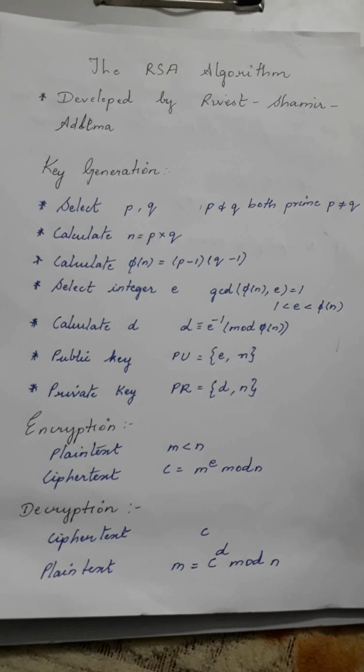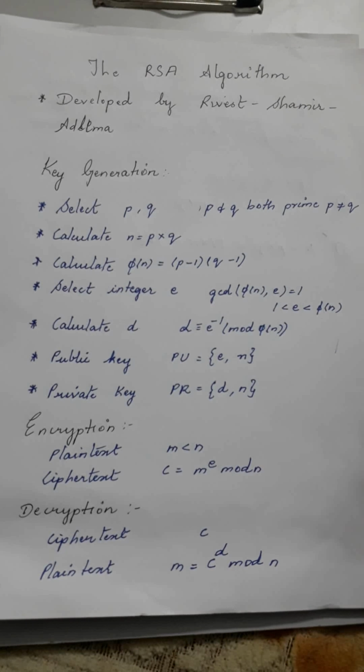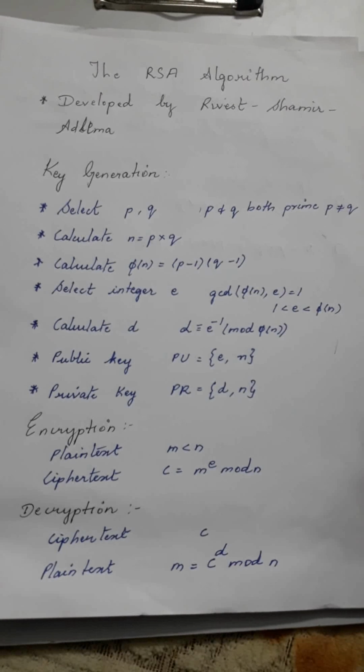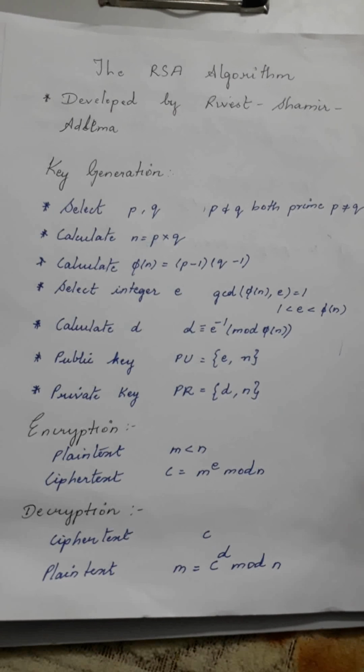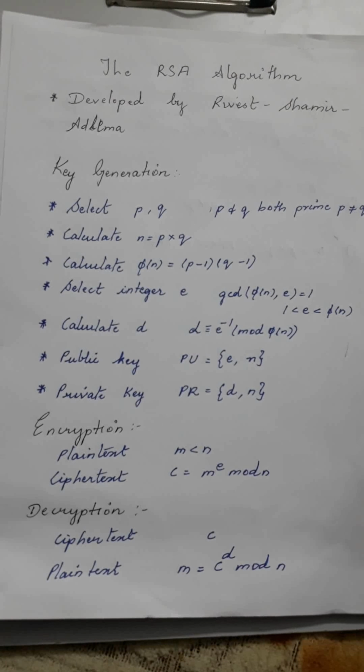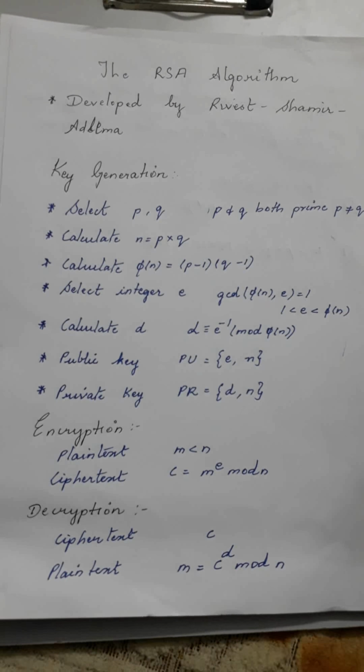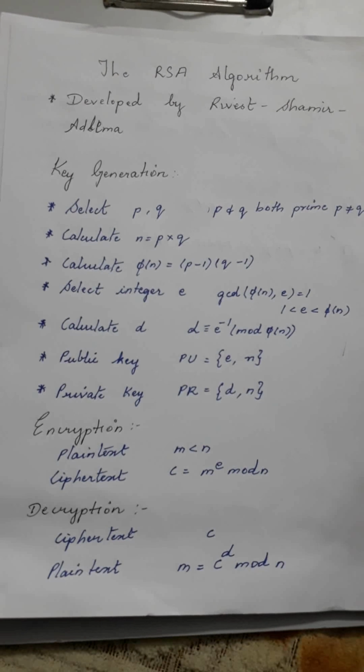The public key is given by PU is equal to e comma n, and the private key PR is equal to d comma n. We'll see the formulas for the calculation of encryption and decryption. The plain text M is always less than N. The ciphertext C can be calculated by using the formula C is equal to M power E mod N. And for the decryption process, the ciphertext C is given. The plain text M can be calculated using the formula M is equal to C power D mod N.